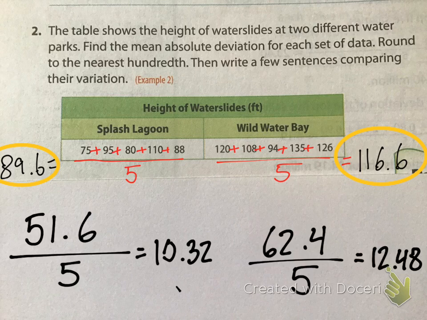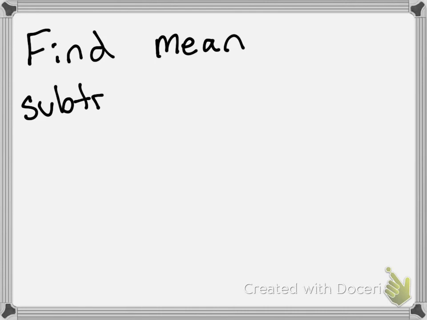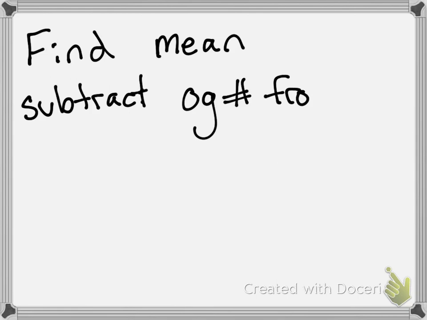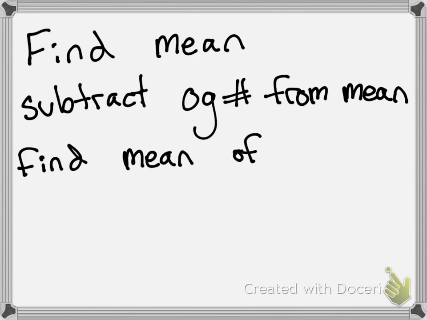So yet again, the steps that we do, I'm going to write this down a little bit neater. First thing you do is you find the mean. Subtract the original numbers from the mean. Find the mean of those numbers. That's it. Those are the 3 steps to find the mean absolute deviation.